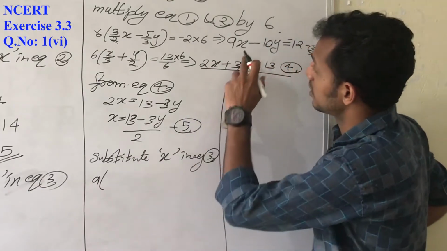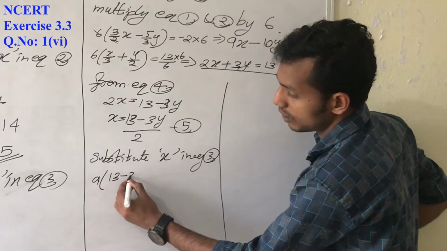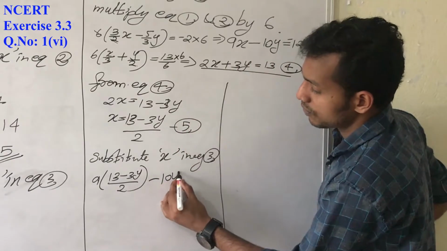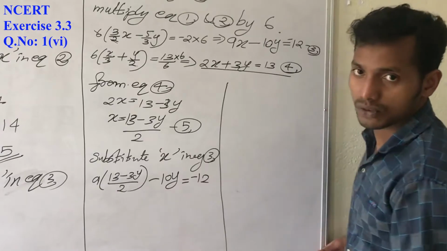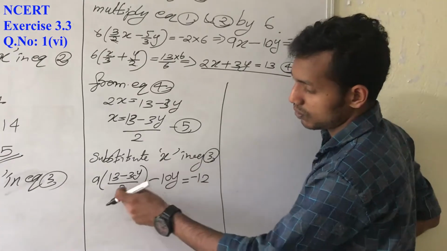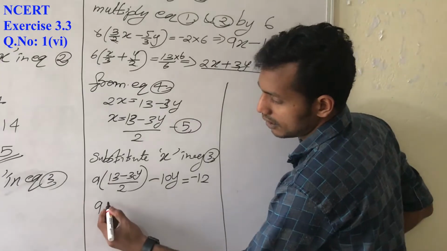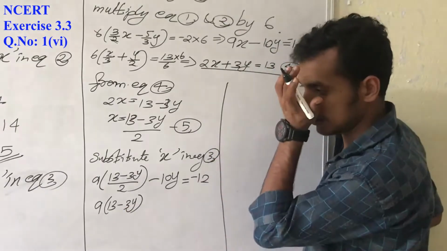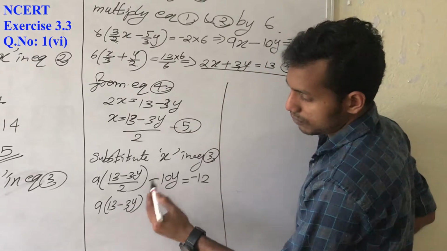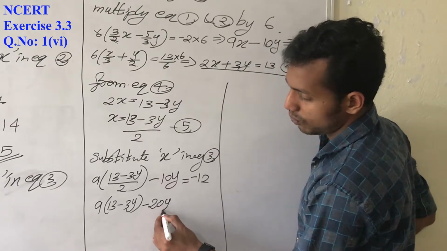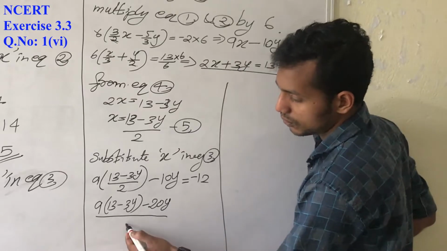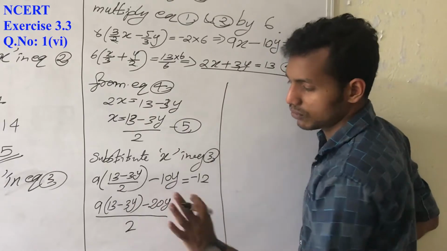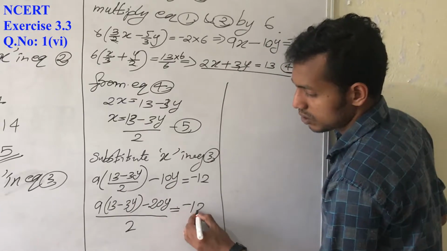9 into, what is x? x is 13 minus 3y divided by 2, minus 10y is equal to minus 12. This is a fraction, so we need to cross multiply or take the LCM. So what you will get? 9 into 13 minus 3y, minus 20y divided by 2. Cross multiply, 2 into 10, minus 20y divided by 2, which is equal to minus 12.